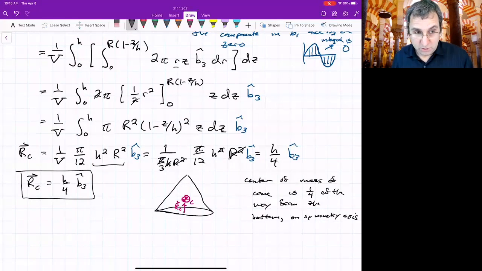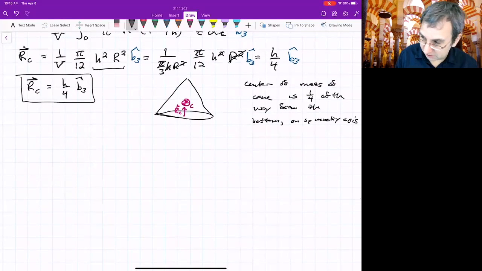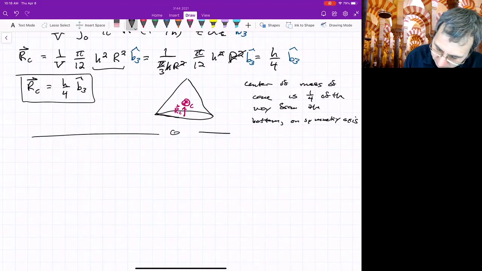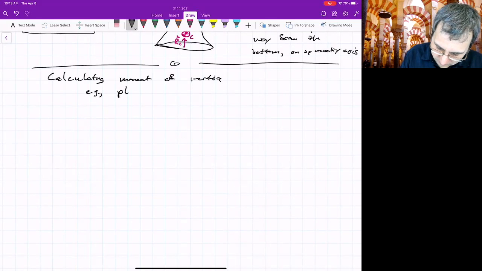So yes, you do have to do integrals. I'm not going to tell you integrals are your friends. We should probably talk about calculating the moment of inertia. This was all just to find where the center of mass is for something. So how about calculating a moment of inertia? We could do that using integrals. Just to make life easier, how about we start with planar bodies?